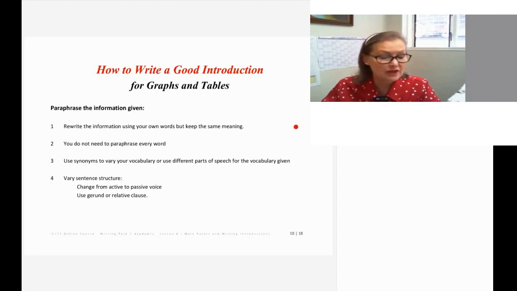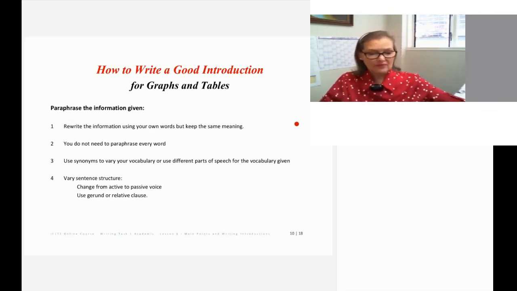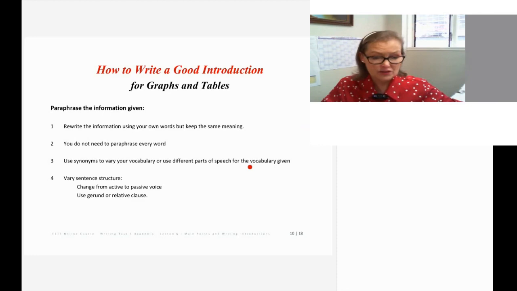We could also vary our sentence structure. We could change from active to passive voice, or we could even include a gerund or a relative clause. And if you're looking to get a 7, then these are the sort of grammar structures that you do want to include in your writing.